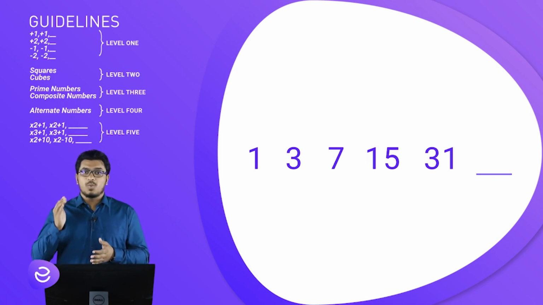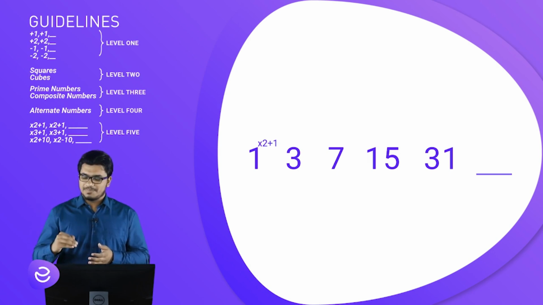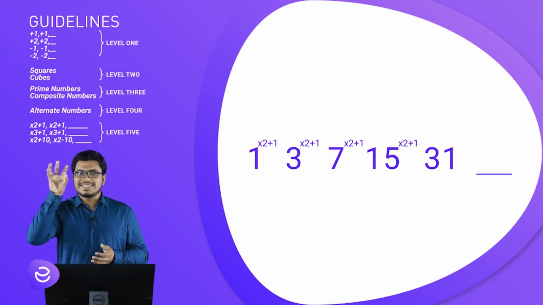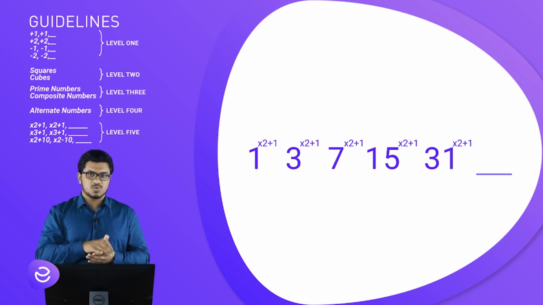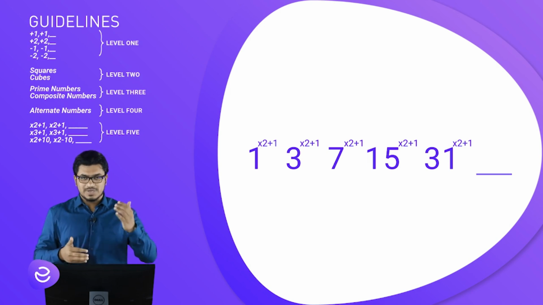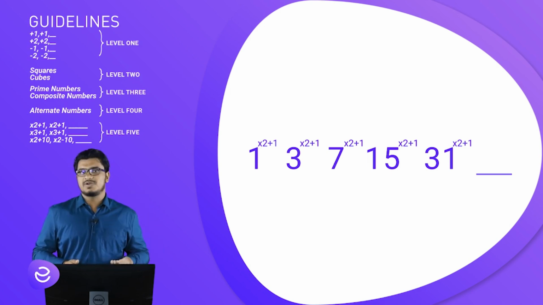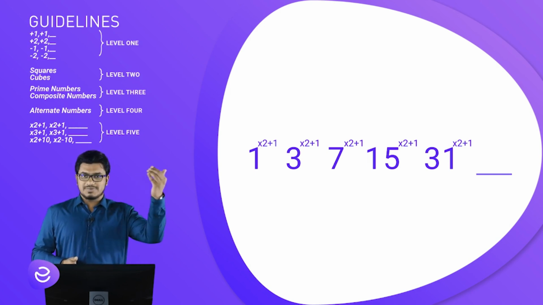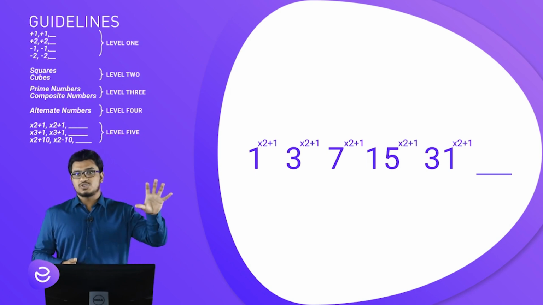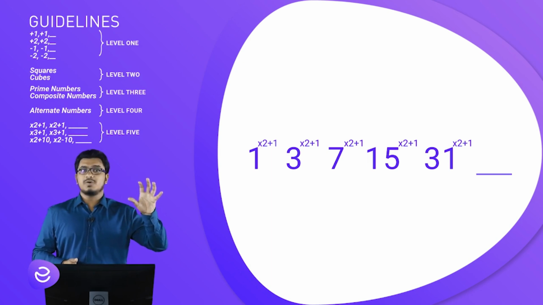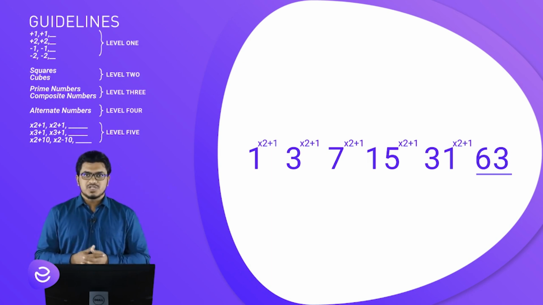The answer will be 1 into 2 plus 1, 3; 3 into 2 plus 1, 7; 7 into 2 plus 1, 15; 15 into 2 plus 1, 31. So the answer pattern is into 2 plus 1. 1 into 2 plus 1 is 3, 3 into 2 is 6 plus 1 is 7, 7 into 2 is 14 plus 1 is 15, 15 into 2 is 30 plus 1 is 31. So 31 into 2 is 62 plus 1, the answer will be 63. So the answer pattern is into 2 plus 1.